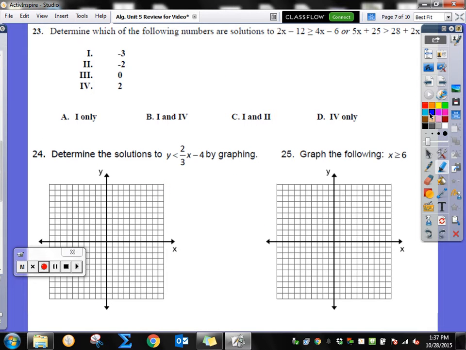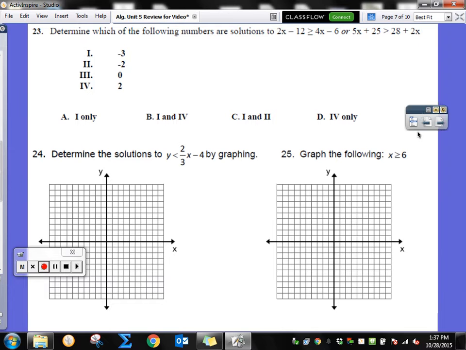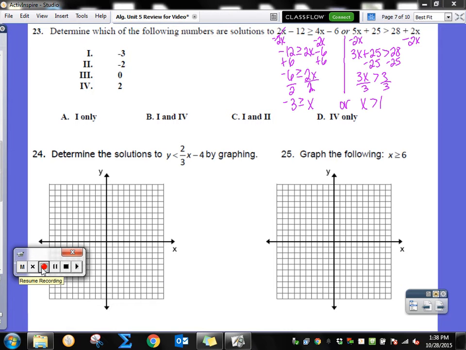For number 23, we need to determine which of the following are solutions to that inequality. I like to work it out and then look at the graph. So I'm going to solve each of these, and I'm going to pause the video while I solve, and then I will pick back up. Okay, so now I have finished solving.